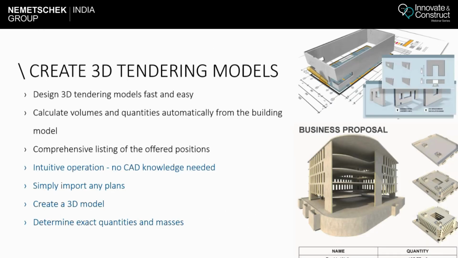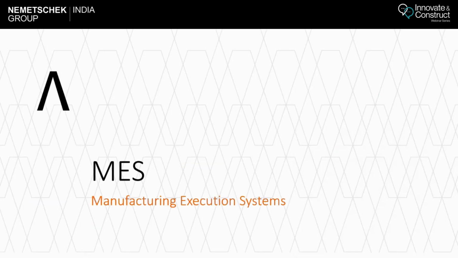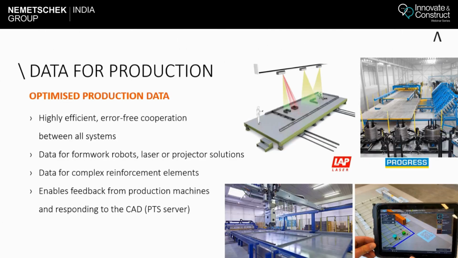Then once my model is done, tendering is done, and drawings are generated, the next part is production. For post drawing and modeling stages, the part that comes up is manufacturing, or the manufacturing execution system, the MES system. Here again, we have the possibility of using Allplan. Allplan is connected with nearly all the CAD/CAM machines, whether it's Unitechnic, Progress, or Ballard.